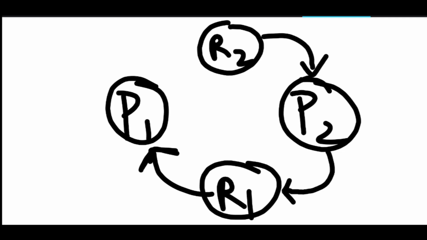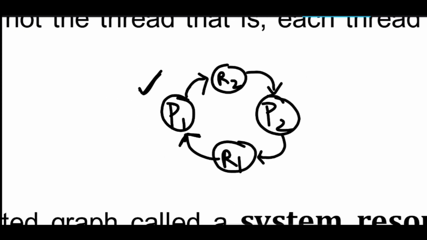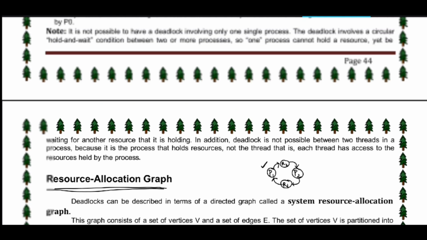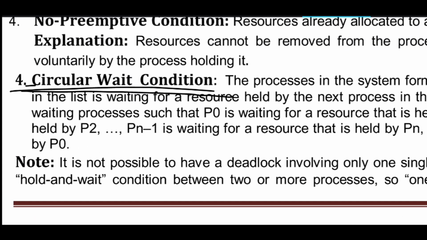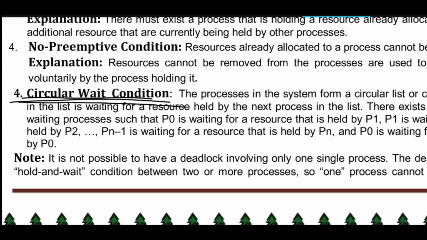Then the arrow from P2 to R1 means P2 is requesting R1, and the arrow from P1 to R2 means the P1 process is requesting R2. This looks like a cyclic manner, like a cycle. This condition is called the circular wait condition. First P1 is holding R1, then requesting R2, and similarly for P2.